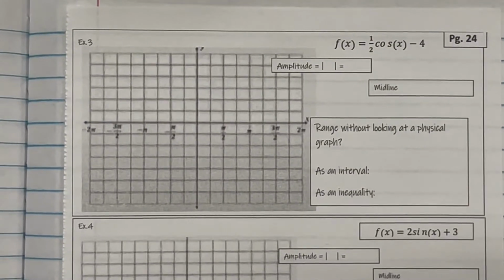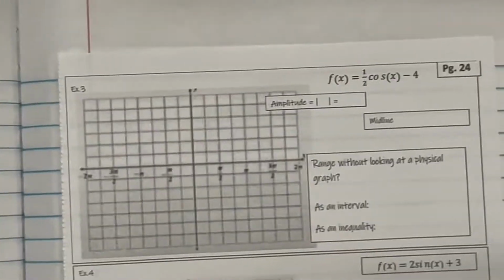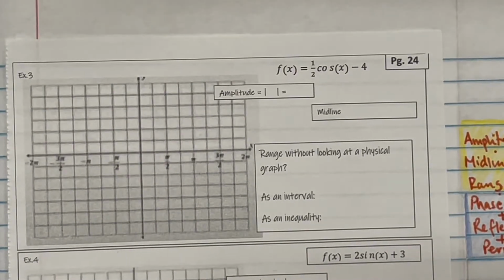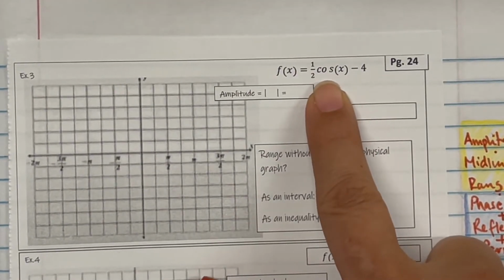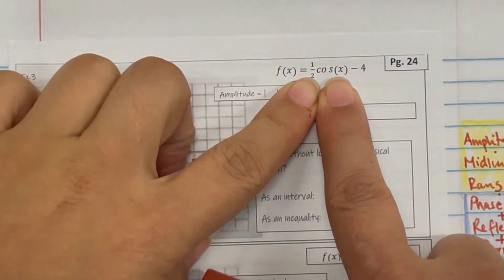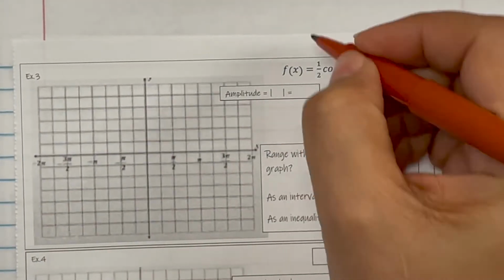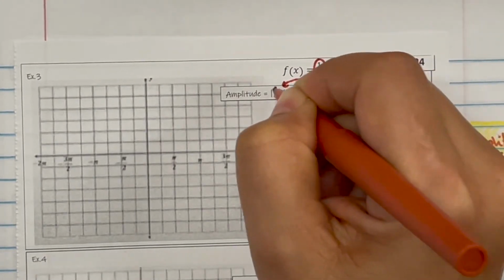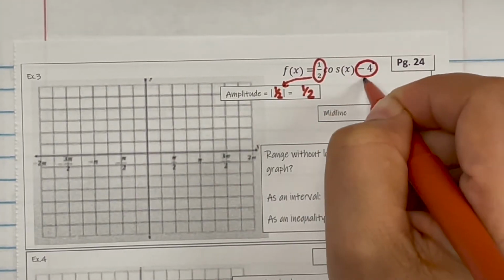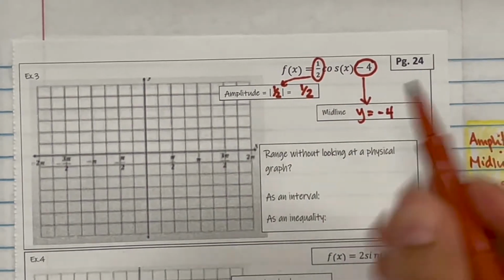Okay. We're going to take a look at one more example, and then we're going to do the other 2 in class together. This is a listening check. Color in the word amplitude. All right, so what is the amplitude? Right in front of the cosine is a half. That's the amplitude. And it is the absolute value because sometimes it is negative. So the absolute value of a half is a half. What's the midline? -4. Remember, you have to write y equals -4.